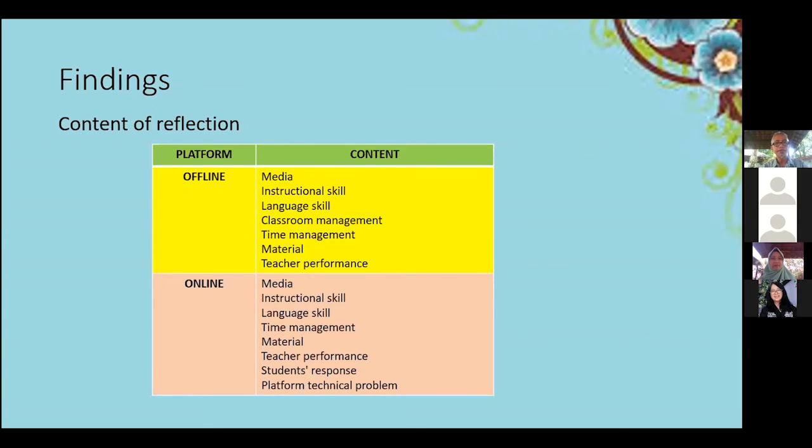Actually, using media is more practical or easier in which platform. The student will have experience that, for example, using media is easier when they have offline micro teaching. And in online micro teaching, they have a platform technical problem, which is not found in offline platform. Okay, that's the first finding.